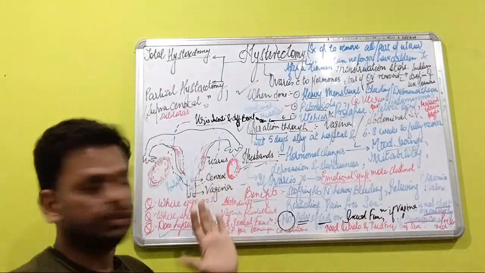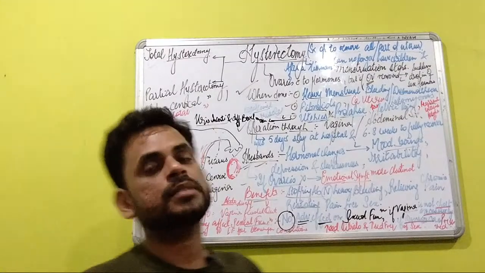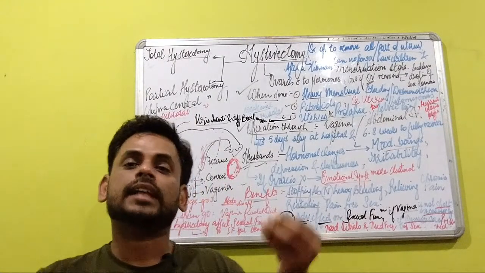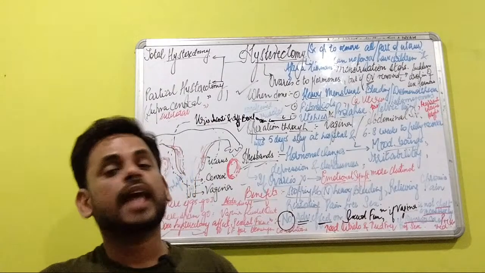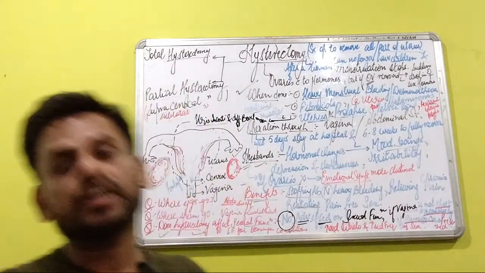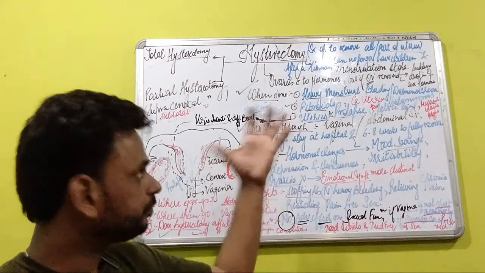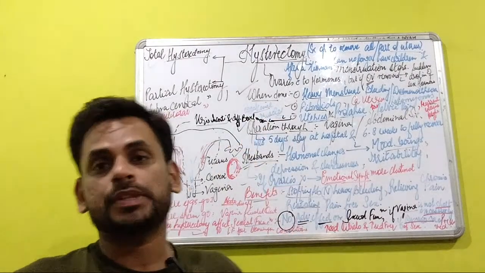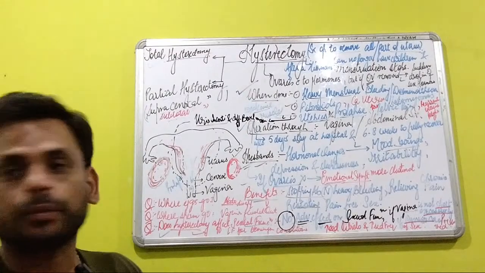So this was the procedure for hysterectomy, and a very important fact is that after the hysterectomy is carried out, such females are unable to conceive, and they will not have the menstrual cycle, menstrual pains, or menstrual bleeding.